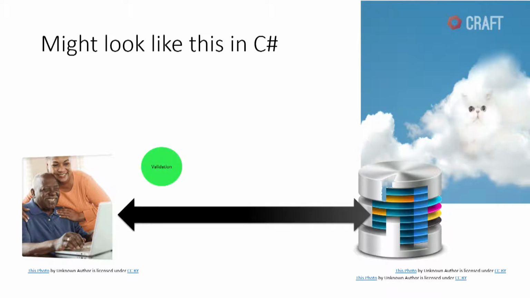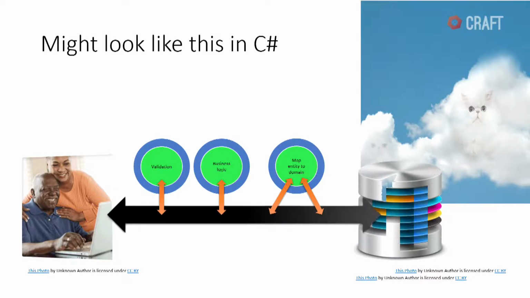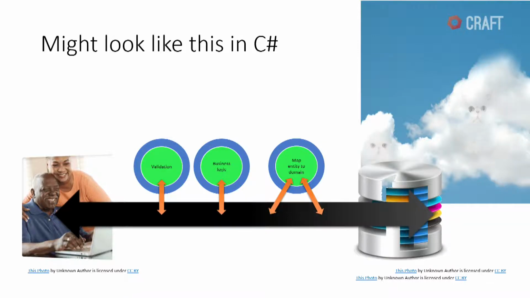Now, for your application, these islands have specific functions. One of them is validation. So you can validate, and then you can end early and pass back a result that has validation data in it. You can also have some business logic. You can also have map entity to domain or something else where you're doing a shift.